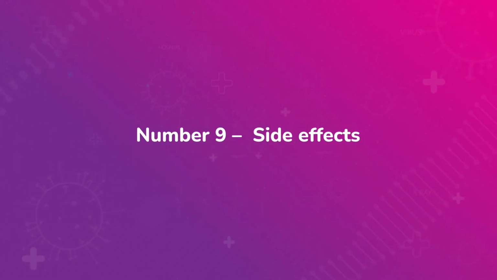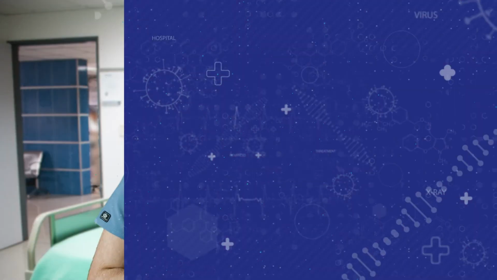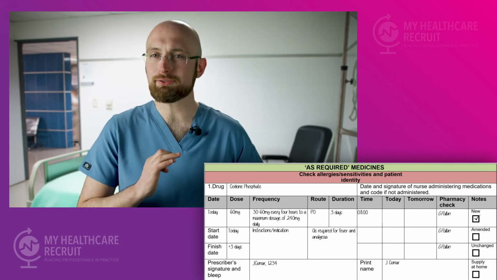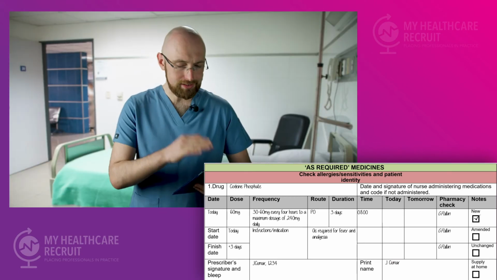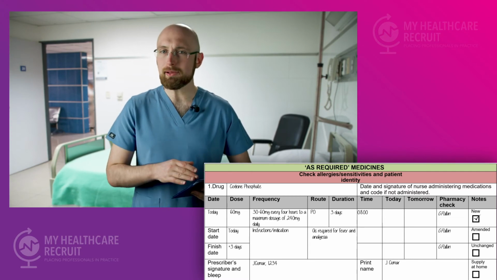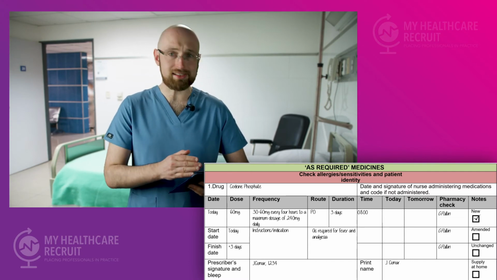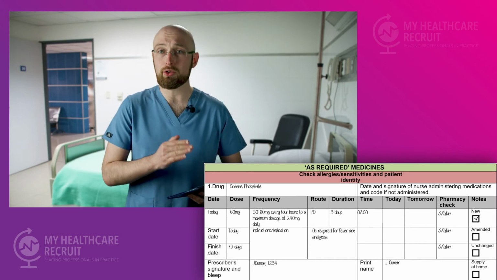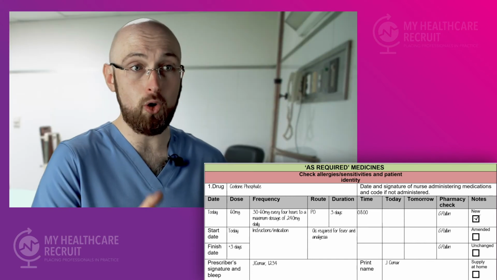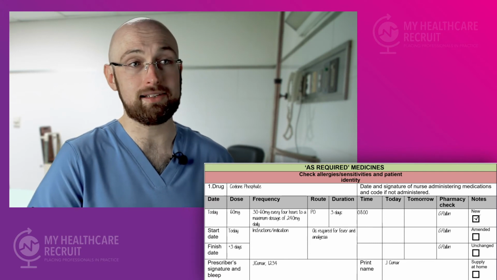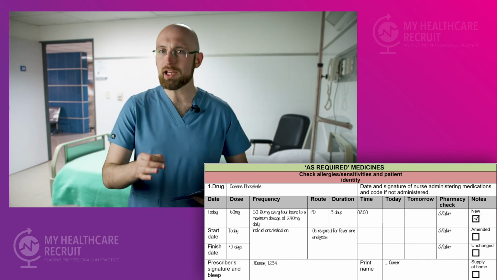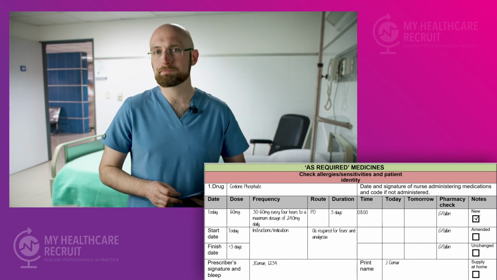Side effects. I can see that the patient has been prescribed codeine phosphate for pain relief. Date today, dose 60 milligrams, frequency 30 to 60 milligrams every 4 hours to a maximum dose of 240 milligrams daily. Route oral, duration 3 days. It is a PRN, so it is due as required and the patient has reported pain.